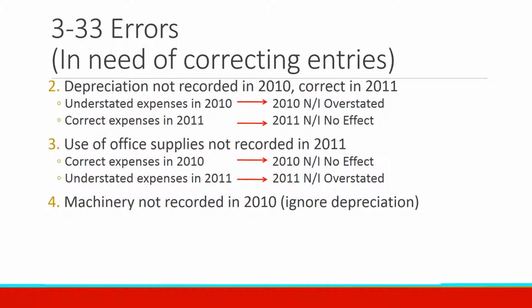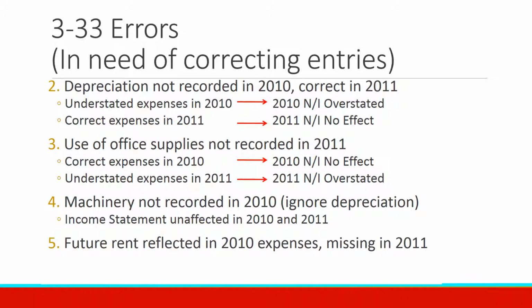So when a piece of machinery is purchased, it's reported as an asset on the balance sheet. And so this is a balance sheet error, not an income statement error. So as a result, there's no effect on the income statement in either 2010 or 2011.